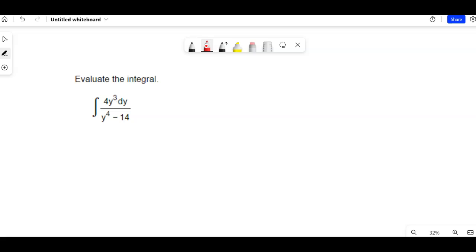When you see derivative of the denominator in the numerator, or even a scalar, like if this had been 7, for instance, even though it's not exactly the derivative, it would be a scalar that gets me the derivative. I don't need another y. It's not like it's y squared or something. It's just instead of 4y cubed, it was 7y cubed. So if we just have a scalar multiple of the derivative of the denominator in the numerator, then substitution is the best route.